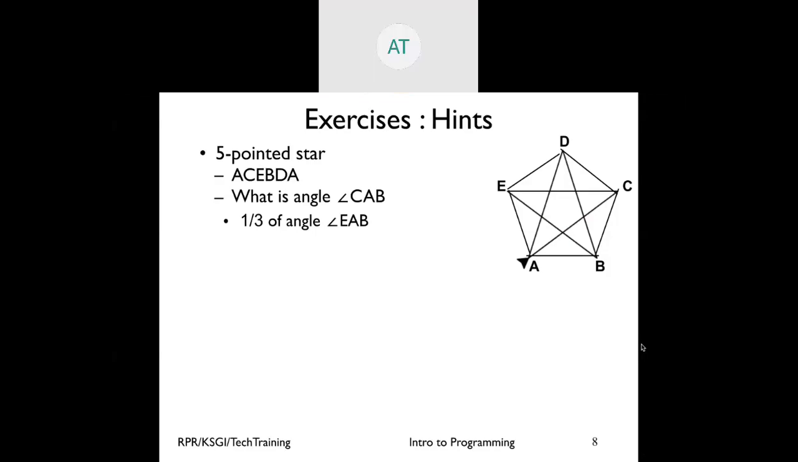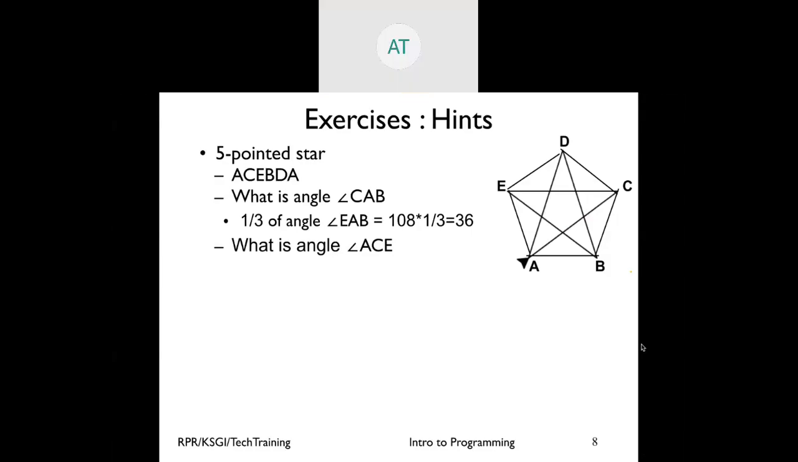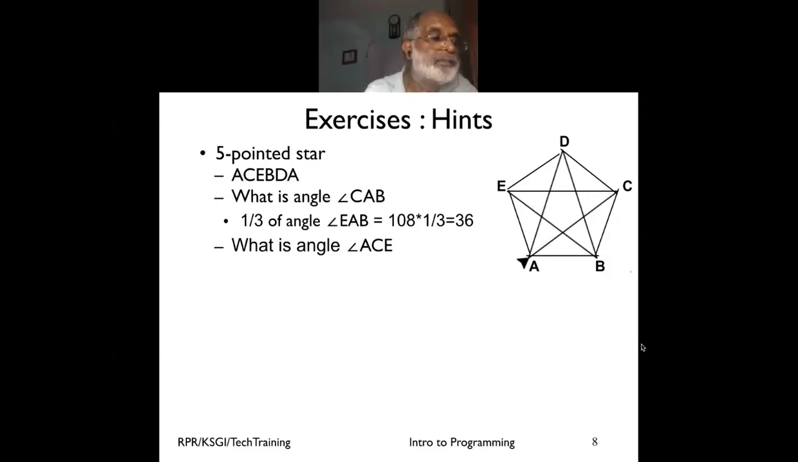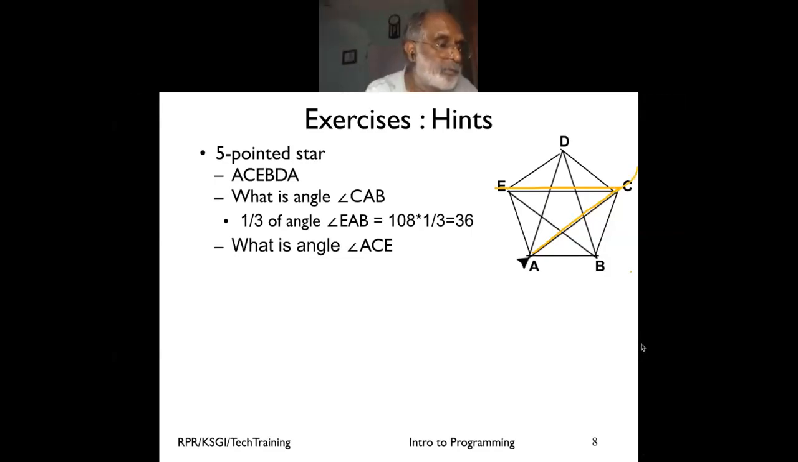Now, after doing that, what is the angle ACE? This angle, ACE. That will also be equal to 36, right? Because alternate angles. Yeah. So now, I need to turn from here this much. If you look at it, I need to turn this much.